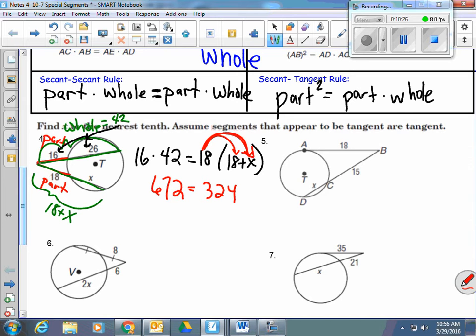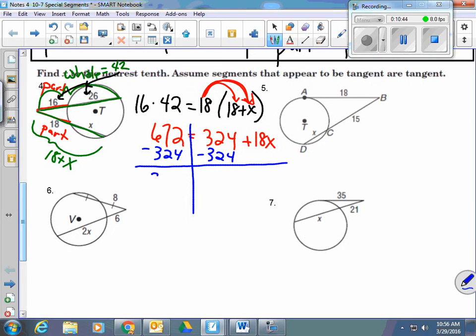And then 18 times x is 18x. Now somebody tell me what would I do? Solve for x. Solve for x how? We can subtract the 324. Subtract 324? Both sides. That's okay. What's 672 minus 324? 348.